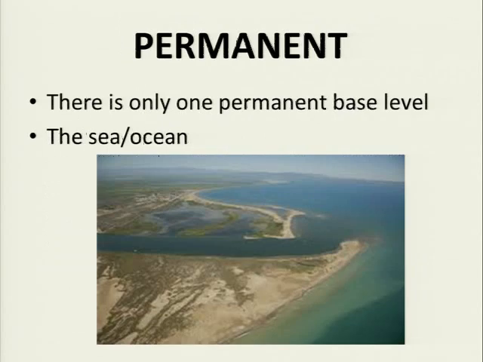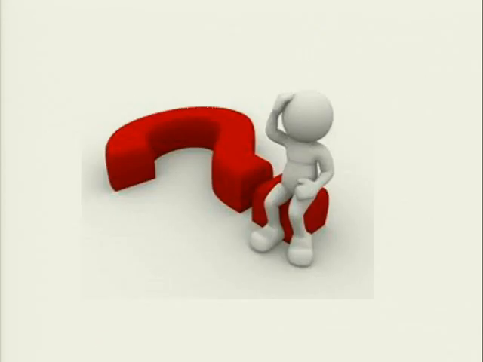The permanent base level is only one place, and that is the sea. Now, yes, it is true, the water does go back via the water cycle. It is true. The water goes back over the land and it starts flowing again. But remember now, that is the water cycle. That is not the base level. So there's only one permanent base level, the sea.